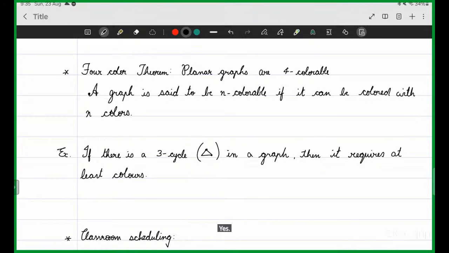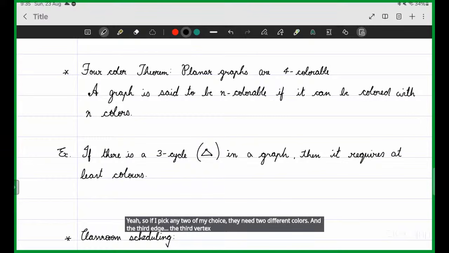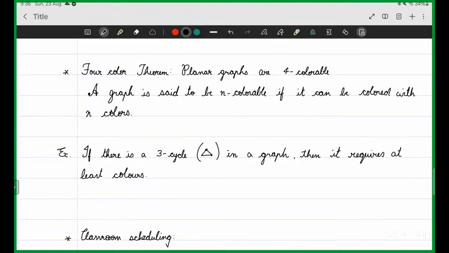Why so? Sir, because we get 3 adjacent vertices. Yes. If we pick any 2 of my choice, they need 2 different colors. And the third vertex is also adjacent to both of them, so it has to have a different color. So as soon as you have a 3-cycle, you need at least 3 colors.